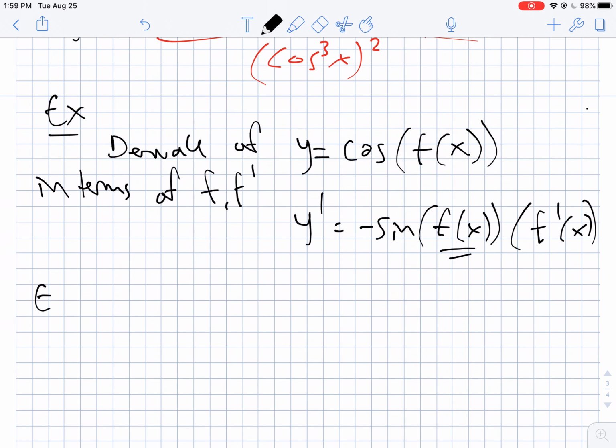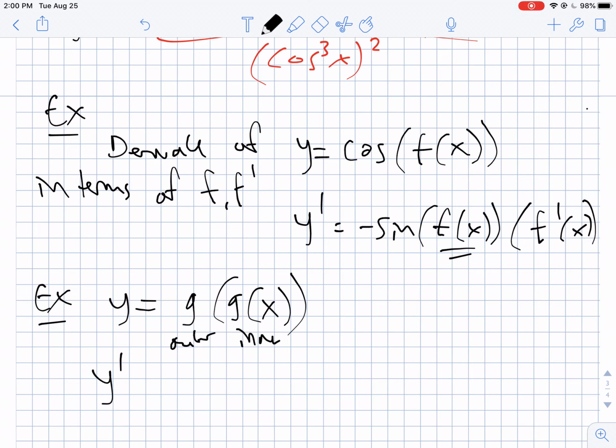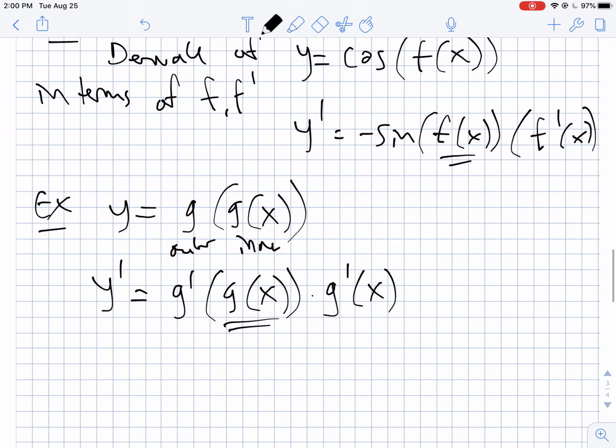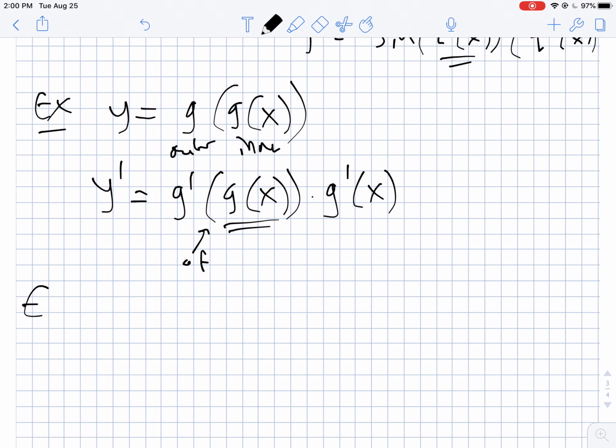Let's look for another example. Suppose I give you g of g of x. So this is a case where one function is eating another function. Again, you have your outer here and you have your inner here, but you're still following the same process. So the derivative of the outer is g prime of g of x times the derivative of the inside, so times g prime of x. Okay, so it's just in terms of g and g prime. One thing to remember, this g prime of g of x is not g prime times g, it's g prime of g. Okay, so let me give you one more example using the chain rule.